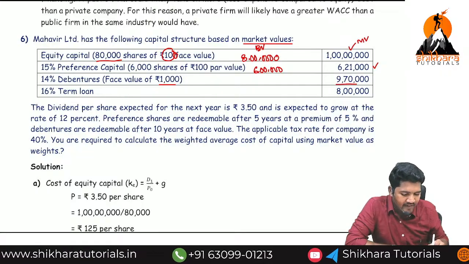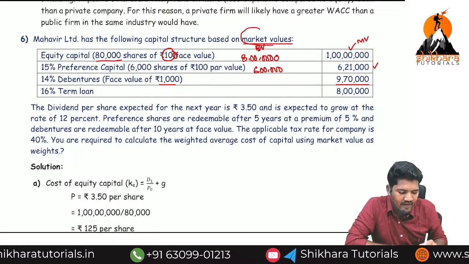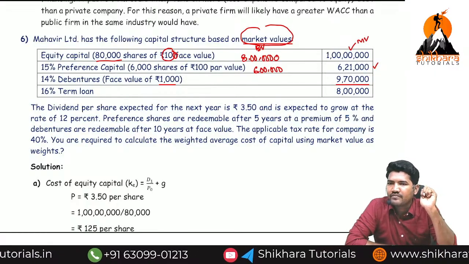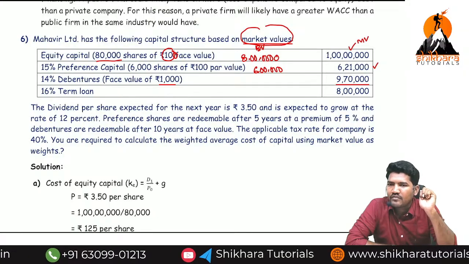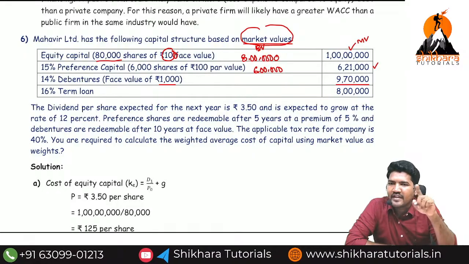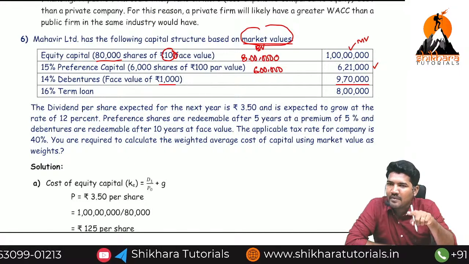14% debenture, face value of rupees 1,000. The amount they have given in the table is 9,70,000. They specifically mentioned it is what value? Market value. But if you want a book value, how do you find it out? If you have the number of debentures into face value, you can easily find out the book value. But face value is given, but there is no number of debentures.